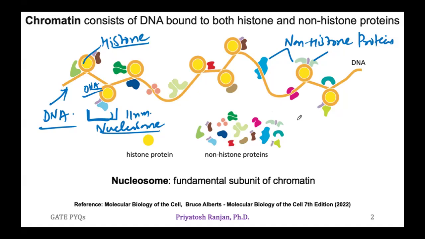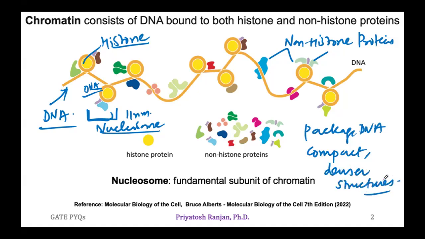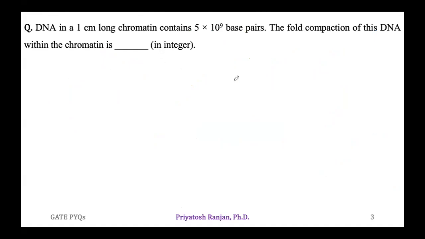Now the function of the chromatin is to package DNA into more compact and denser structures so that it can fit inside the nucleus. So keeping this information in mind, what we need to do is calculate the fold compaction.